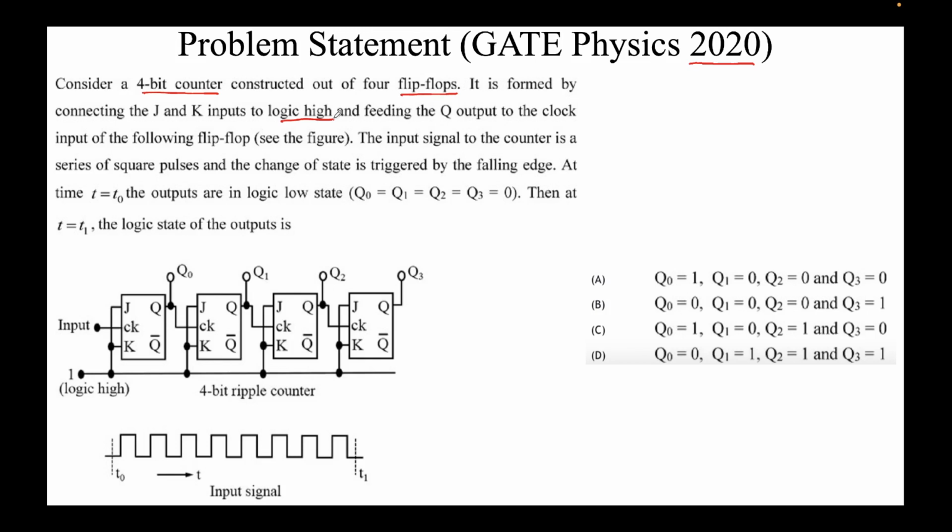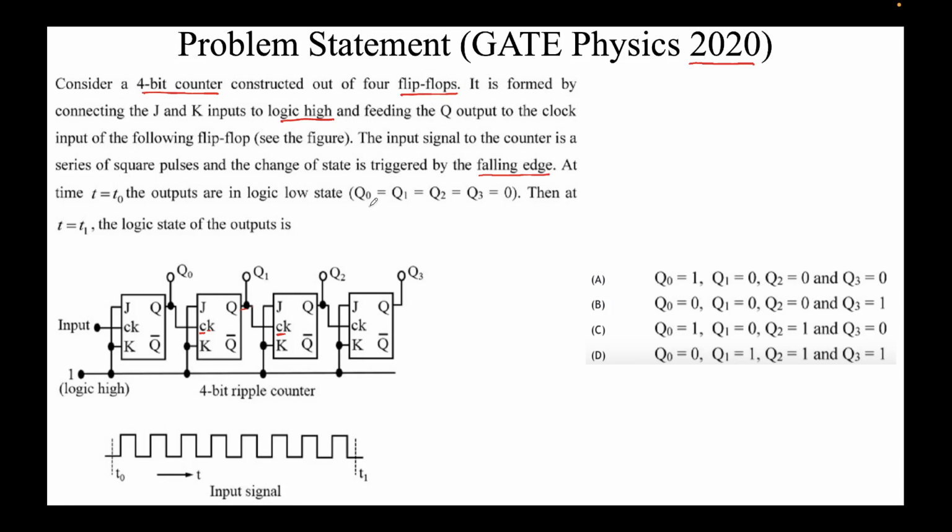Q3 respectively, and the output of the first JK flip-flop is the clock for the next flip-flop, which you can see here. Similarly, the output of this flip-flop is the clock. The input signal to the counter is a series of square pulses, and the change of state is triggered by the falling edge. At time t equal to 0, the outputs are in logic low state, that is all the Q0 to Q3 are 0.